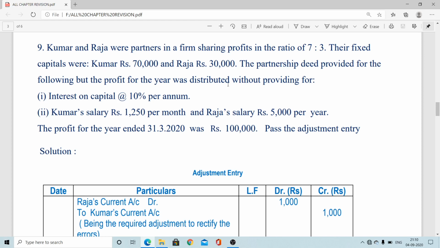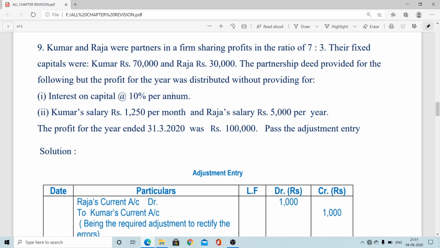The partnership deed provides 10% interest on capital, which means Kumar will get 7,000 and Raja will get 3,000, as well as Kumar's salary of 1,250 per month. So for 12 months it is 15,000, and Raja will get 15,000 per year as salary. So regarding salary it is 20,000 in total, and interest on capital is 7 plus 3, that is 10,000. So 10,000 plus 20,000 is 30,000.